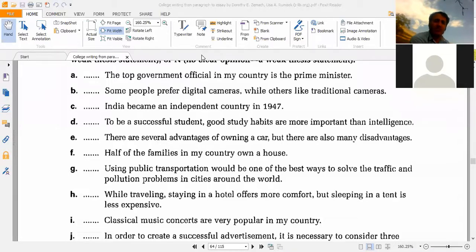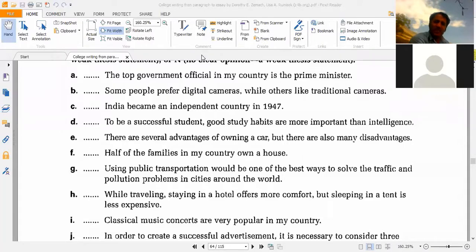Now come to the third sentence. India became an independent country in 1947. This is again a fact. This is not a kind of sentence which needs much explanation. So it is again a fact. This doesn't need that kind of explanation. It can't be a thesis statement.